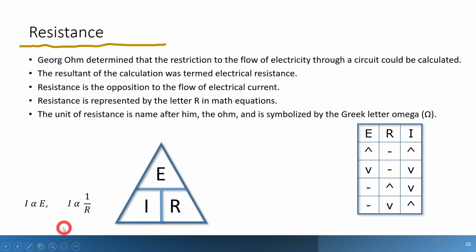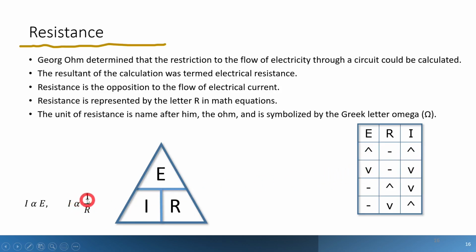Now, if you're not used to seeing this little symbol, that means proportional to. Okay? And what that I with that funny symbol E means is I is directly proportional to voltage. So if the current goes up, the voltage goes up, or if the voltage goes up, the current goes up. We can see that here. We've got two arrows pointing up, up, up, or down, down.